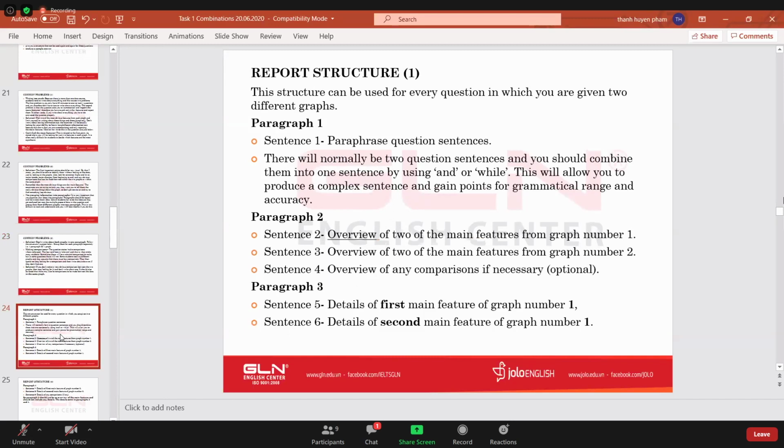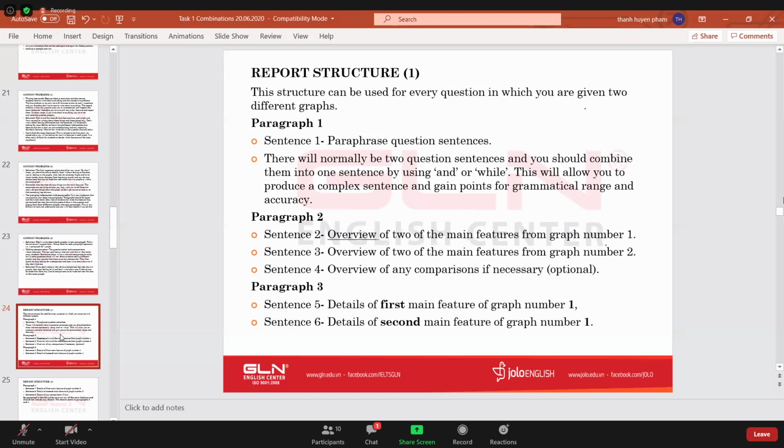So, report structure. This structure can be used for every question in which you're given two different graphs. Paragraph 1, sentence 1, paraphrase question sentences. There will normally be two question sentences, and you should combine them into one sentence by using "and" or "while" or "whilst". This will allow you to produce a complex sentence and gain points for grammatical range and accuracy.